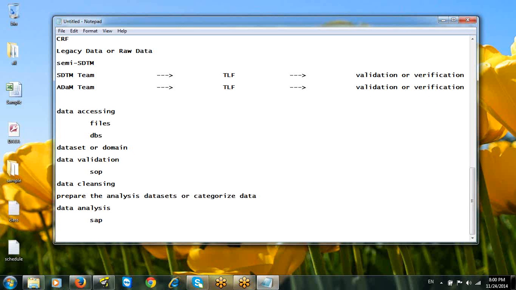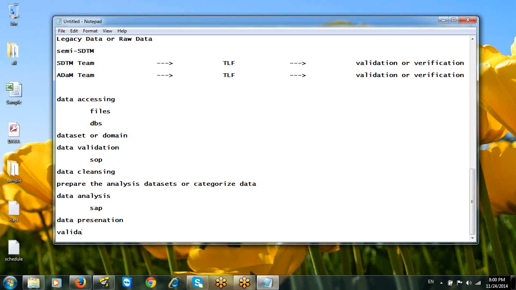Generally, the biostatisticians will prepare the statistical analysis plan, and according to that we will do the analysis, and then we will prepare the reports. It may be tables, listings, figures, whatever it may be. And finally, we do have validation. Validation means not only validating the report, we will validate the program, we will validate the report, we will validate the data, everything.